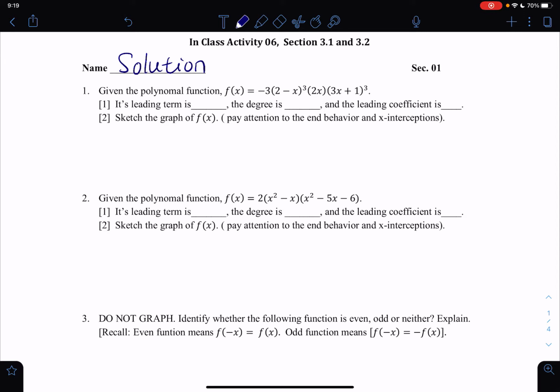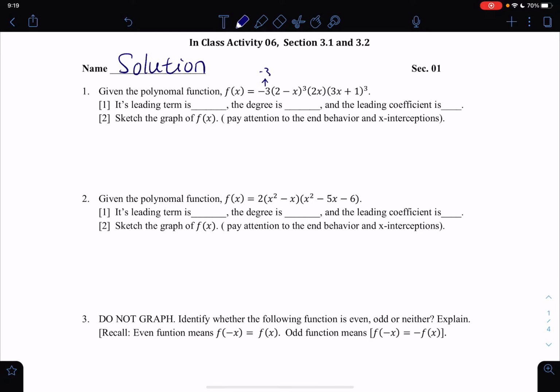So we're going to go over this activity together, and the first problem asks for the leading term. So we pull out the highest order of every single term. Don't forget to include their orders. So what I end up with is something that looks like this.